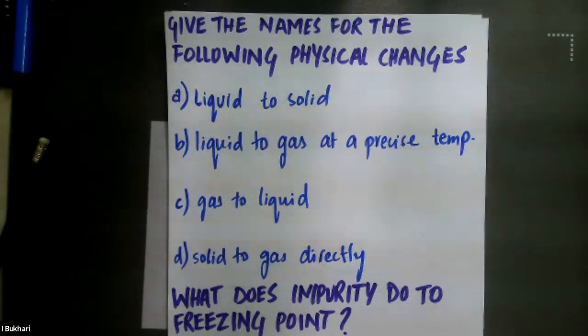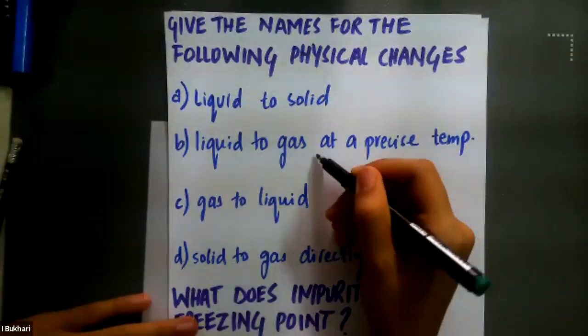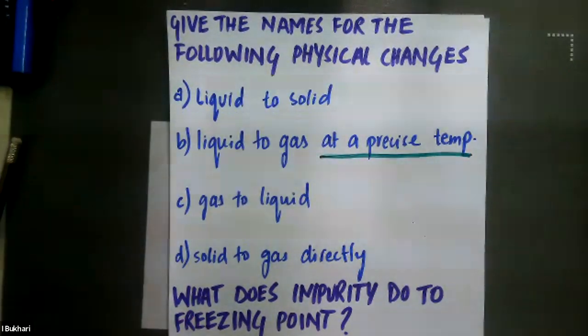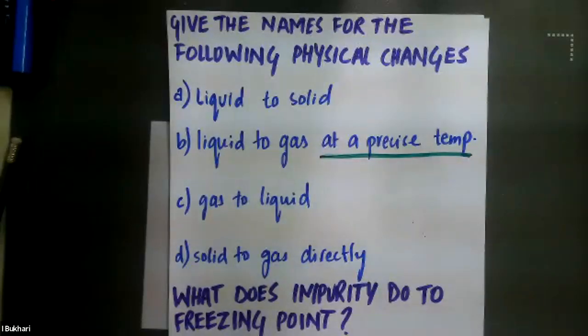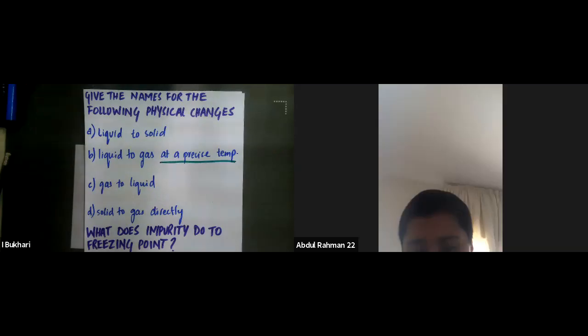Zainab, you want to do part B? Khizr has raised his hand, so I'll unmute him. Part B, liquid to gas, evaporation. No, they have written at a precise temperature. What does this tell you? Precise temperature, boiling. Yeah, very good. Last time I told you the difference between boiling and evaporation. One difference was that boiling happens at a specific temperature, and evaporation can happen at any temperature.